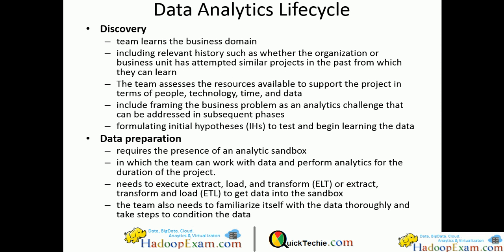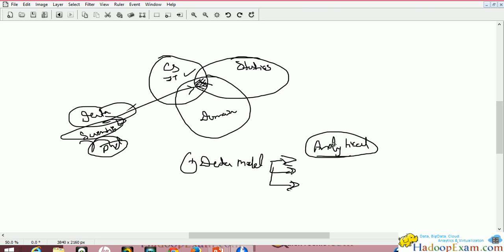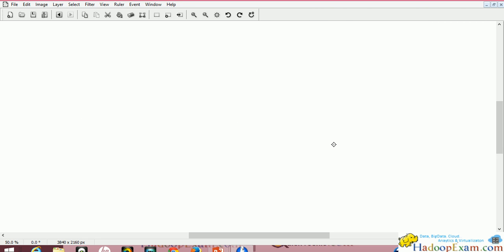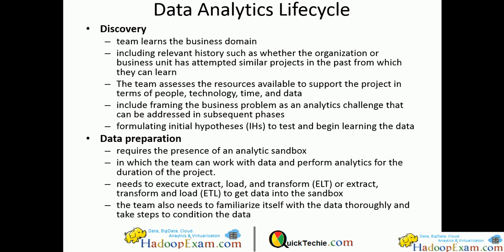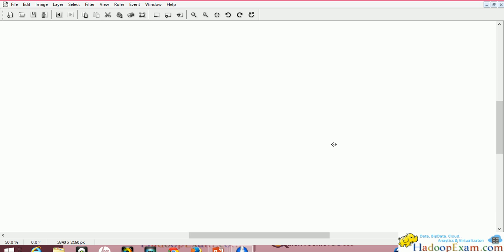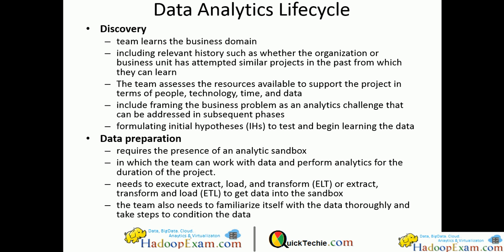Now let's move to a very important part again, from the EMC data science certification perspective: the data analytics life cycle. There are six phases used, and it depends on the project, but these are predefined based on research. The first is the discovery phase, which would always be there. As the name suggests, you have to discover. The team learns the business domain.